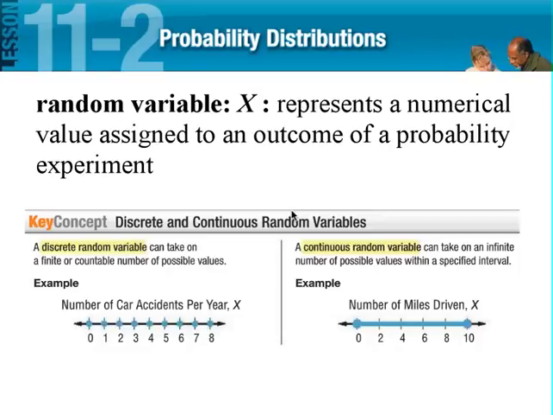A continuous random variable, on the other hand, can take on an infinite number of possible values within a specified interval. So the number of miles driven. Notice that the number of miles driven could be 2.1, 2.8, 2.7, 2.9930. That's what a continuous random variable is. Your task now is to identify whether it's a continuous or a discrete random variable. We're going to look at 3 examples here.